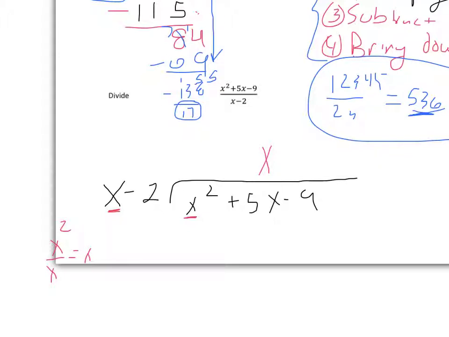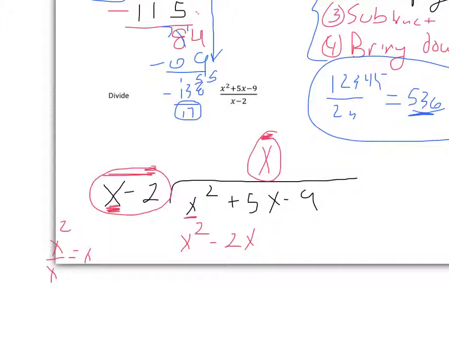So first thing we did is we divided. Now we multiply. Just like we multiplied up there, we multiply this by both of these terms here. So x times our x, that's our x squared. x times our negative 2, that's minus 2x. So I've multiplied this right here by both of these terms right here. Okay, so we divided, now we've multiplied.